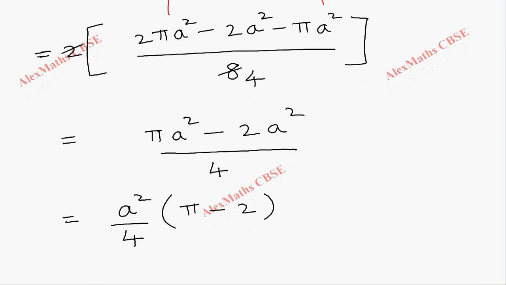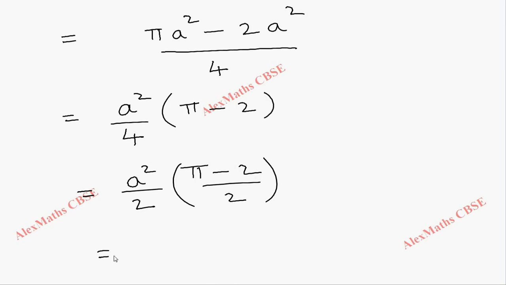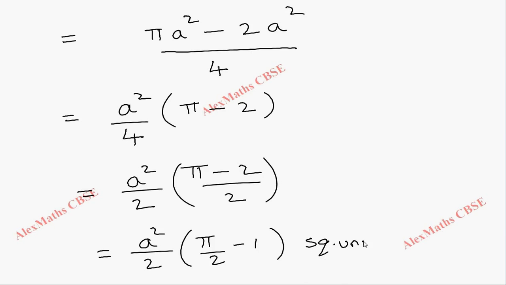In the textbook, they have taken a²/2 common, so if that is the case, we will be having a²/2, and one more 2 is remaining, that is taken along with this term, and dividing each term individually, so we get (a²/2)(π/2 − 1). So we can leave the answer in any form. So the required area is (a²/2)(π/2 − 1) square units.